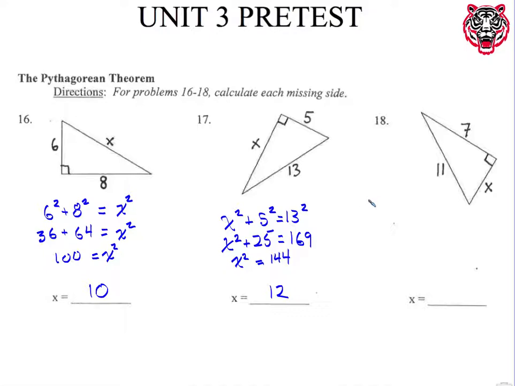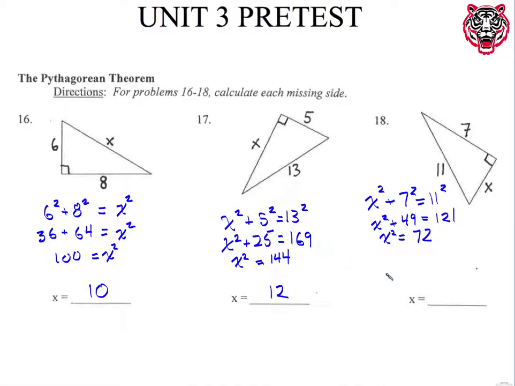I have a leg, x squared, plus another leg, 7 squared, should equal 11 squared. All right. X squared plus 7 squared, shout it out. 49. 11 squared, shout it out. Perfect. And I get x squared is equal to, if I subtract 49 from both sides, I get 72. I think one person made a subtraction error and got 71.